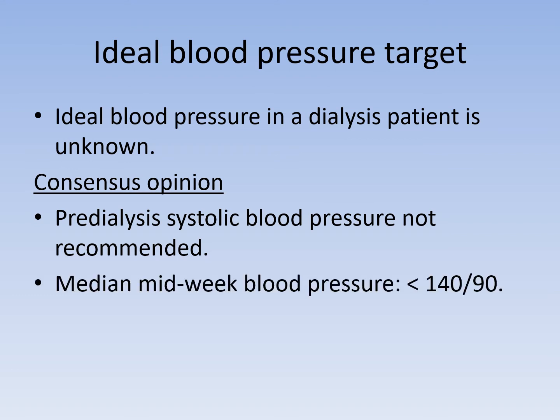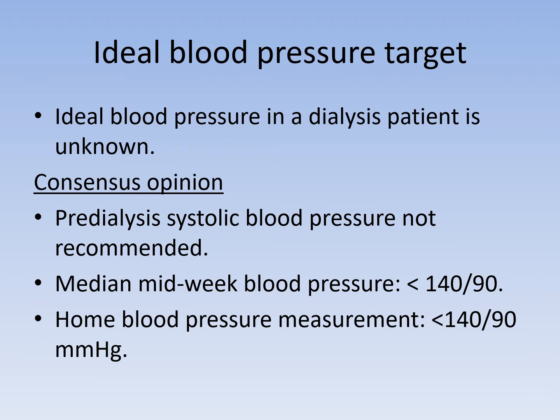Second, some people use the midweek blood pressure, which is calculated essentially from all the blood pressures measured during a midweek dialysis session, say on a Wednesday for a Monday, Wednesday, Friday patient, or on a Thursday for a Tuesday, Thursday, Saturday patient. And ideally, you want the blood pressure below 140/90 on average. Or if you're using home blood pressure measurements, again, a blood pressure less than 140/90 is the recommended opinion. It's not based on data, it's just based on consensus opinion.